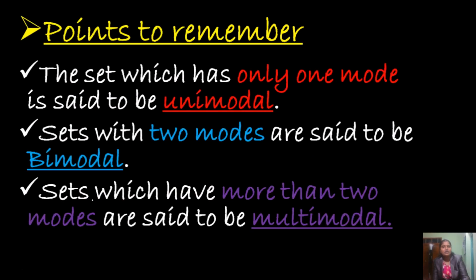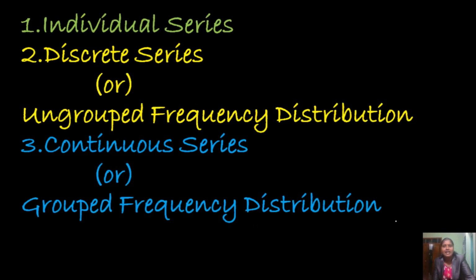The set which has only one mode is said to be unimodal. Sets with two modes are said to be bimodal. Sets which have more than two modes are said to be multimodal. Now let's see how to calculate mode for individual series. Discrete series are ungrouped frequency distribution. Continuous series are grouped frequency distribution.